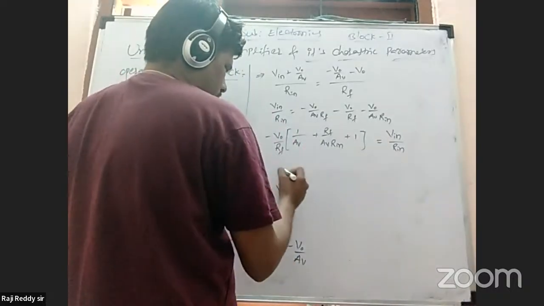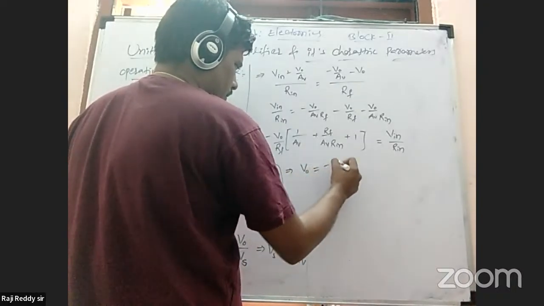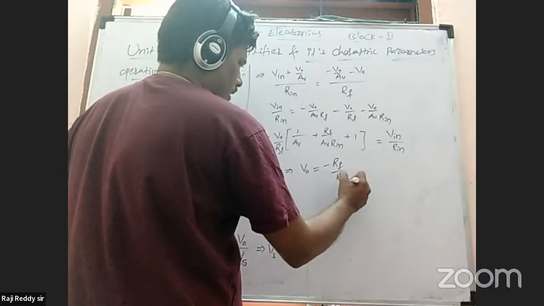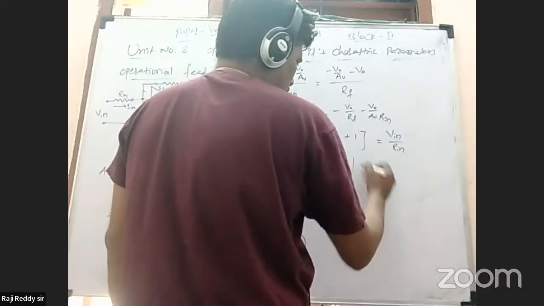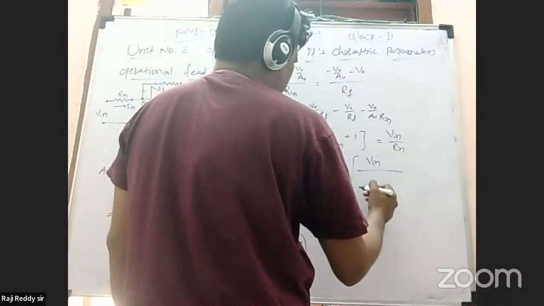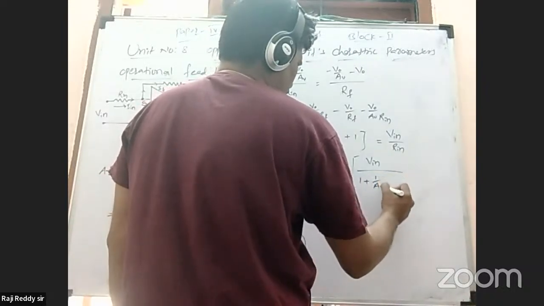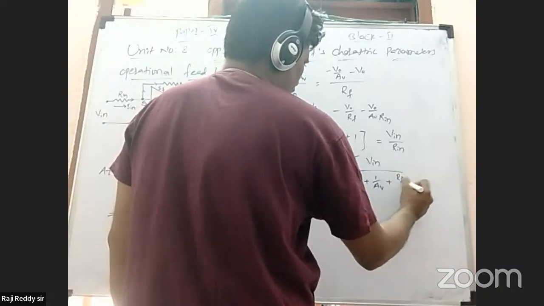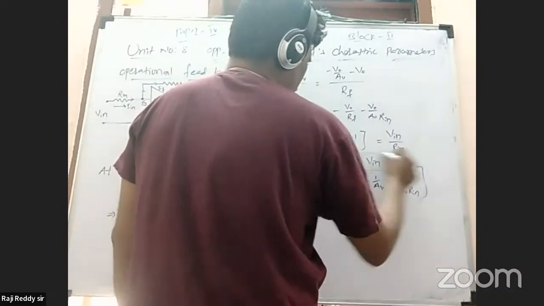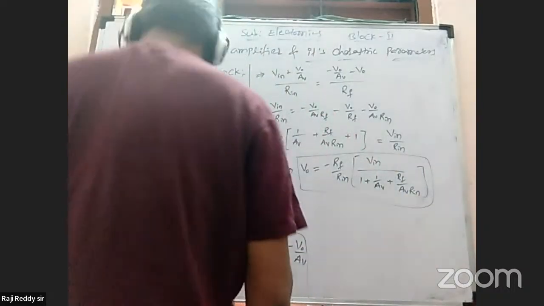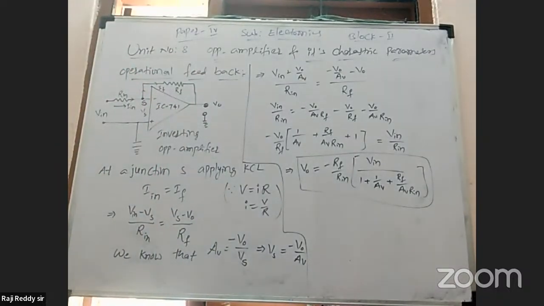You can do the cross multiplication. That implies V naught equals minus Rf by Rin into V in divided by 1 plus 1 by AV plus Rf by AV into Rin. That is V out.